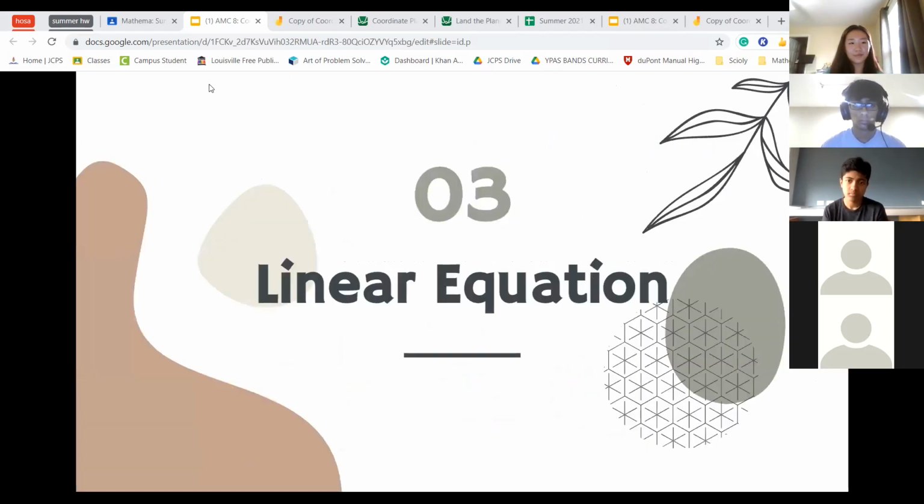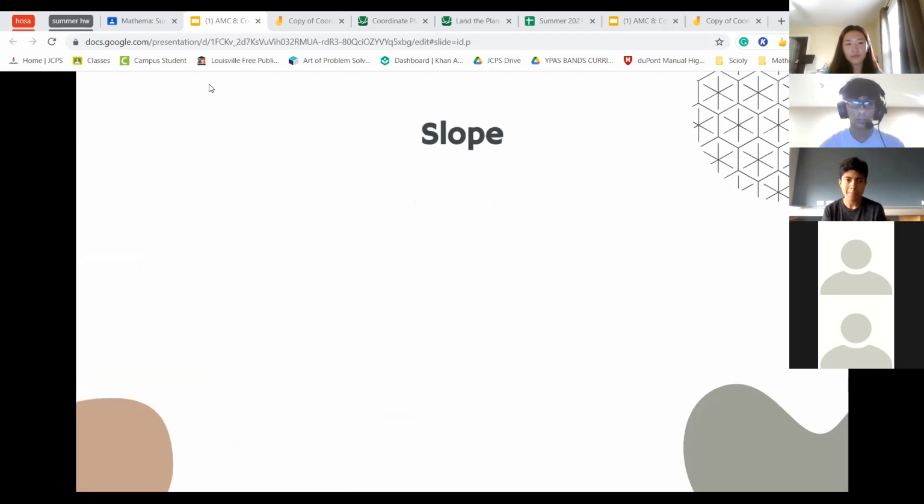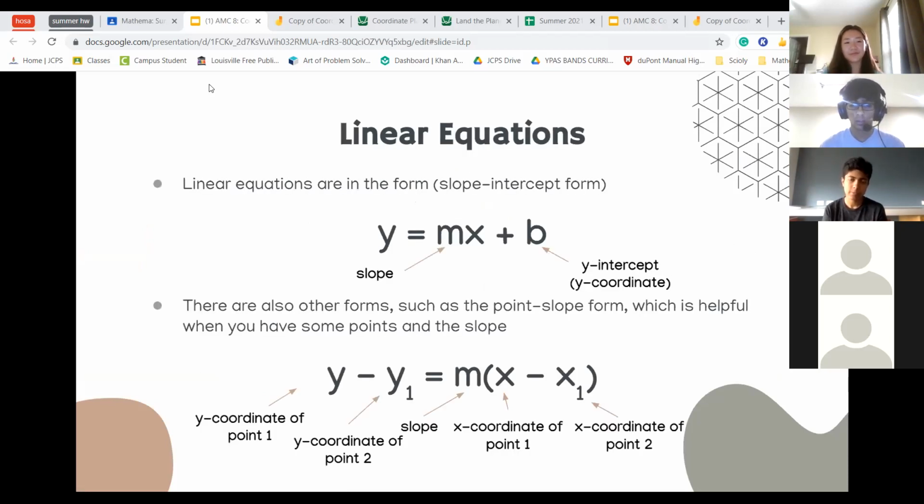Okay, there we go. So now we're going to move on to linear equations, and we're going to learn about the different forms of linear equations. First, there's slope-intercept form, which is when linear equations are in the form y is equal to mx plus b. In slope-intercept form, m represents your slope, and b represents your y-intercept. The y-intercept is basically the point at which the line intersects the y-axis.